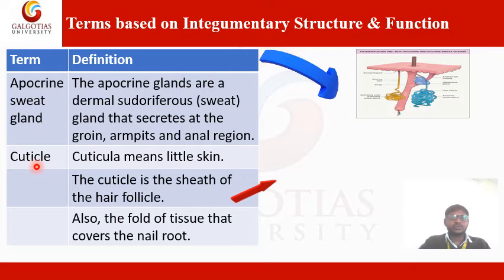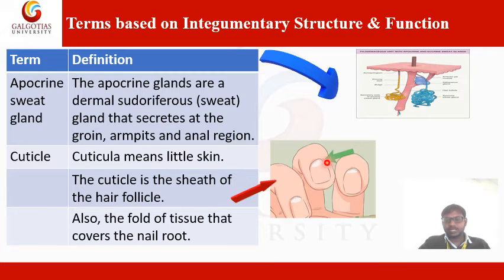Next one, cuticle. Cuticle means little skin, small skin: a cuticle is the sheath of the hair follicle, and also the fold of tissue that covers the nail root. You can see here, this covers the nail. This is the little skin called the cuticle, and it is also present on the hair follicle.